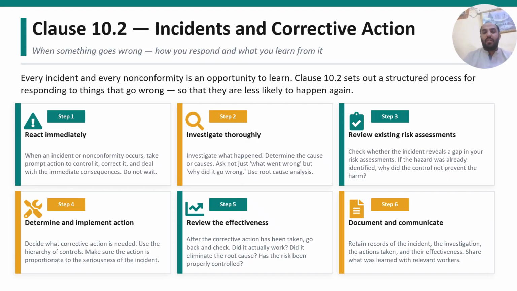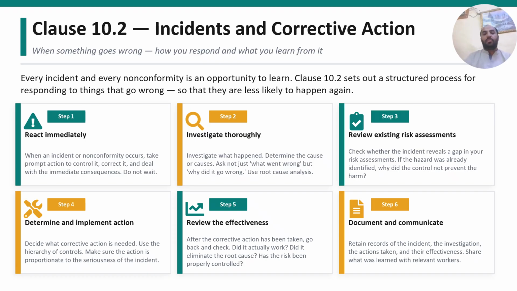This is what we call root cause analysis, the practice of digging beneath the surface, even to find the underlying reason why the incident was able to occur. Many organizations stop at the surface. The standard asks you to go much further and find the real, underlying root cause.